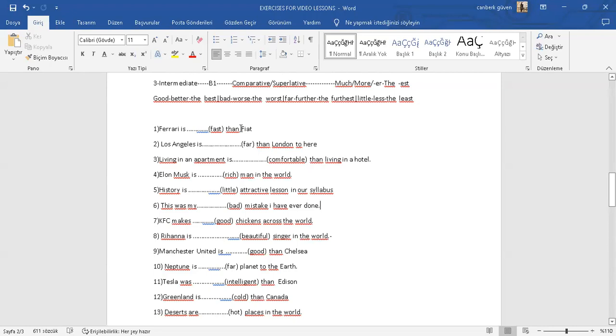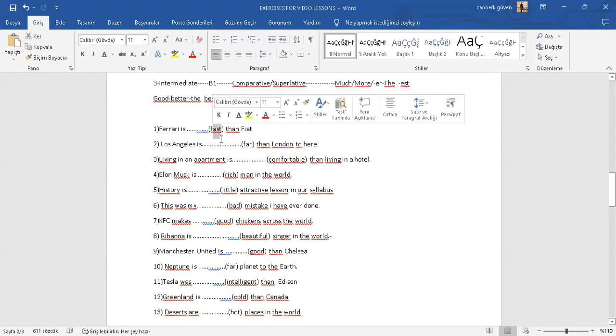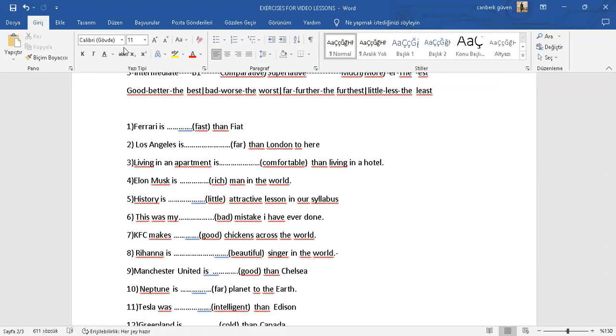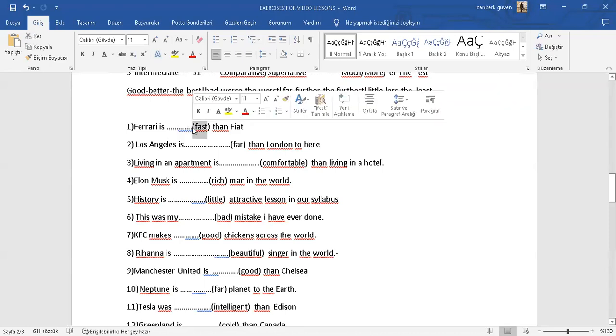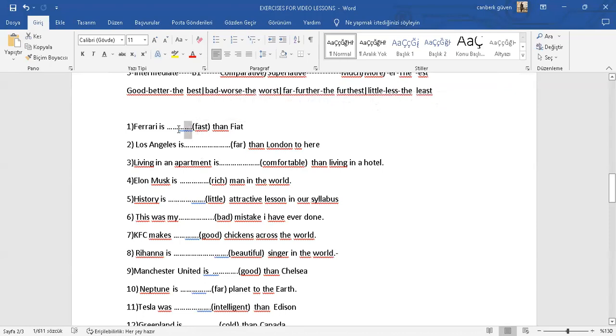The first one: Ferrari is blah blah than Fiat, and you see our adjective, fast, right? So what could it be? Tell me first, is fast a long or short adjective? One syllable and short. So you can write right here, faster. Yes, Ferrari is faster than Fiat.